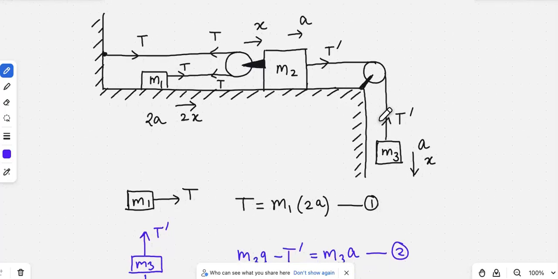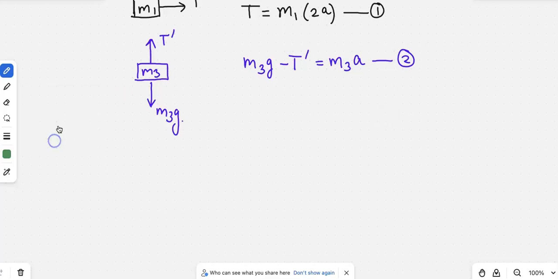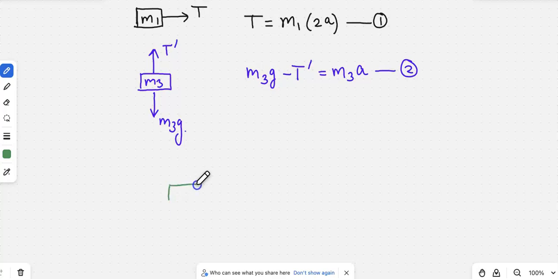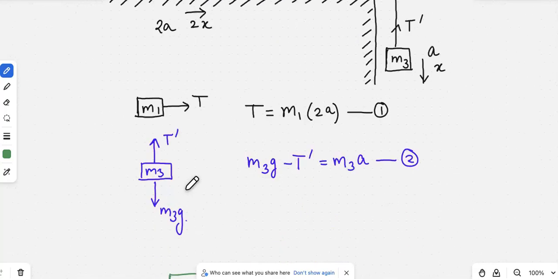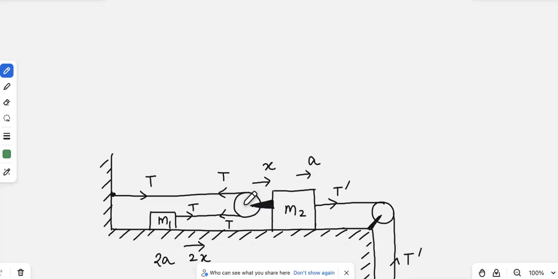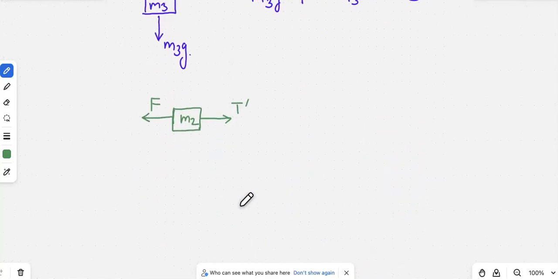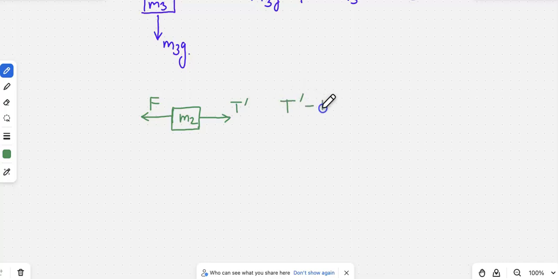Now let's write the FBD for M2 mass. For M2 mass, we have a force towards the right direction of T dash, force towards the right direction of T dash, and towards the left there is a certain force F. We don't know F because of this triangular shaped thing over here. We will say so. T dash minus F will be M2A. T dash minus F is equal to M2 times A. This is the third equation.